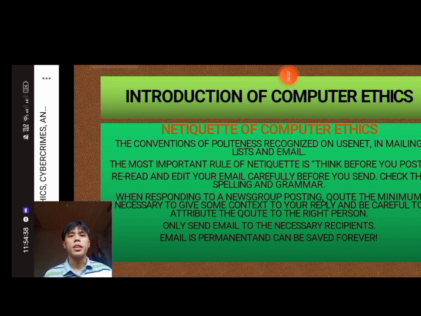Etiquette of computer ethics. The convention of politeness recognized on Usenet, in mailing lists, and email. The most important rule of etiquette is think before you post. Reread and edit your email carefully before you send. Check the spelling and grammar. When you're responding to a newsgroup posting, quote the minimum necessary to give some context to your reply and be careful to attribute the quote to the right person. Only send email to the necessary recipient. Email is permanent and can be saved forever.